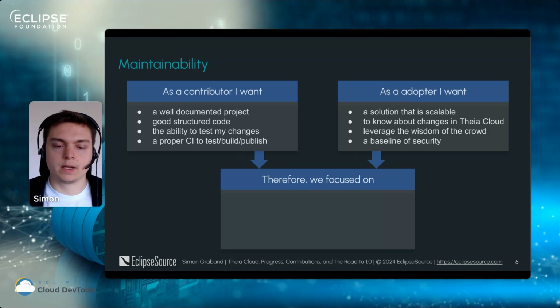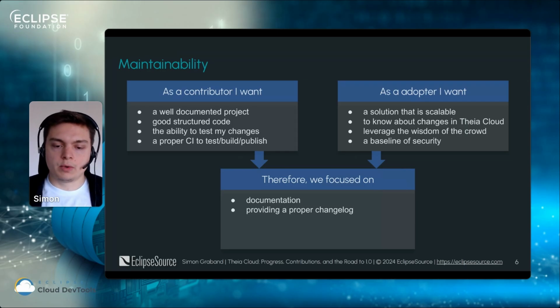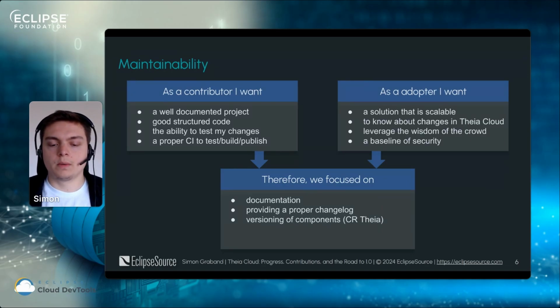And to make sure that maintainability is given, we focused on improving the documentation, providing a proper change log so that you know when updates happen, what has changed and what you need to do. The versioning of components, so all of the Theia Cloud components are now versioned the same way, so you know what is compatible with what. And as a bonus point here, we also release at the same time points as the community releases of Theia. And also then test with the newest community release of Theia. So you also always know which versions of Theia are compatible with what versions of Theia Cloud.